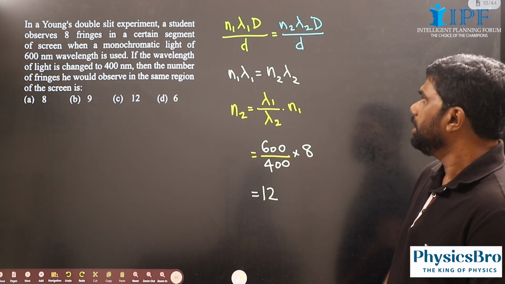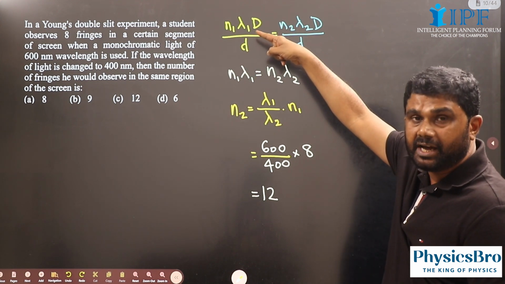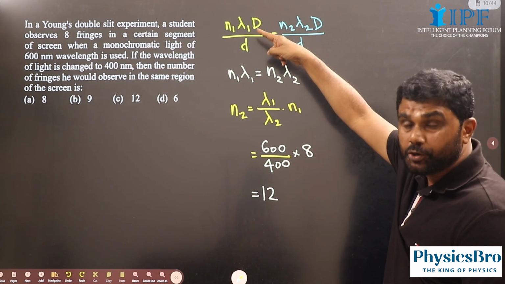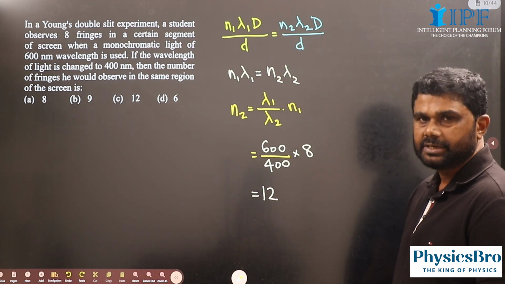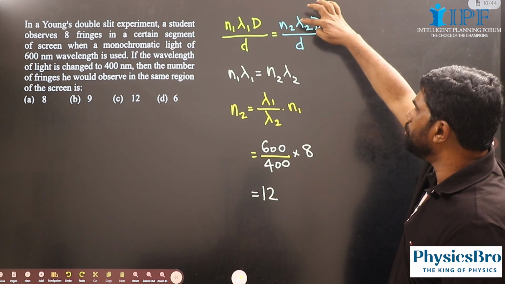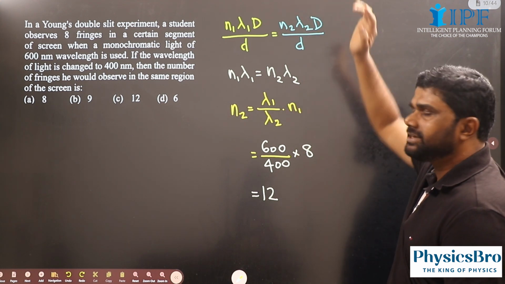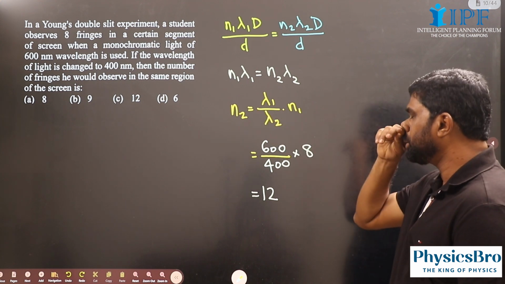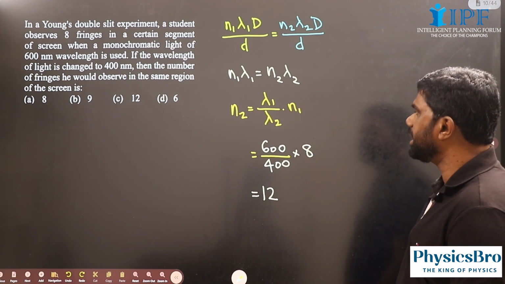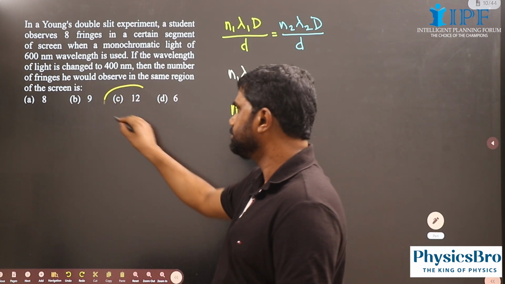Okay, so n1 lambda 1 capital D by small d is the region occupied by n1 bands of wavelength lambda 1. It is the same as the region occupied by n2 bands of wavelength lambda 2. Okay, and we will get n2 equal to lambda 1 by lambda 2 times n1, 600 by 400 into 8, that is equal to 12.